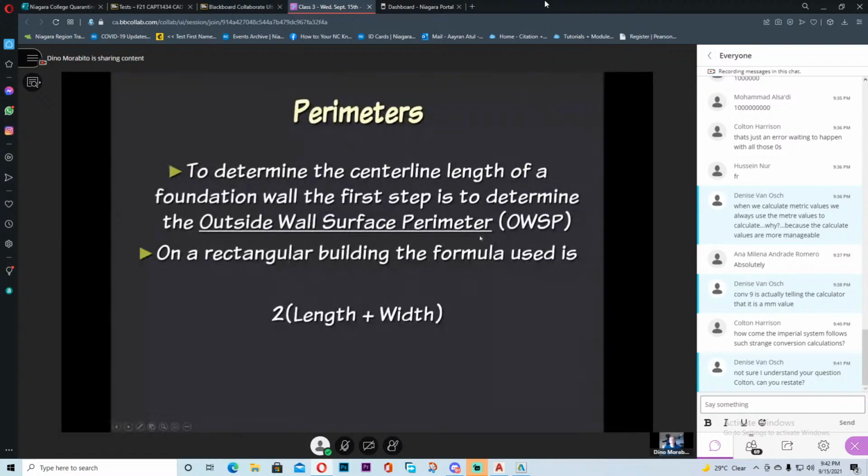What we're going to do is start off with the very first number, which is easy to get off the drawing, and that's the outside wall surface perimeter. If I have a rectangular building, the outside wall surface is as simple as 2 times the length plus the width. Okay? We're going to start with that number, and that's going to give us the ability to modify that number and get some other numbers that are very handy for us. So a rectangular building: 2 times the length plus the width.